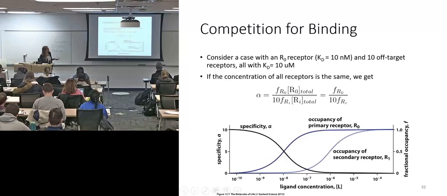For this particular case, we have a KD equal to 10 nanomolar. I'm not sure I drew this perfectly. And you have 10 off-target receptors, and you let them all have a KD of 10 micromolar, so a sort of 1,000-fold difference. Then you could plot specificity versus fractional occupancy, and you can see there's roughly this 1,000-fold difference in this curve for the secondary receptor.